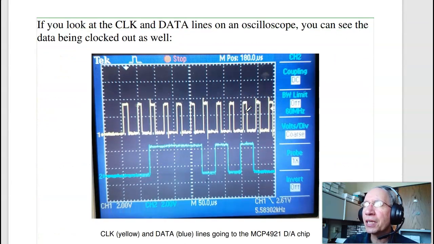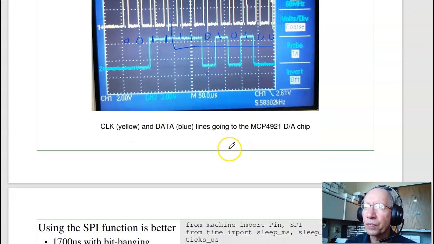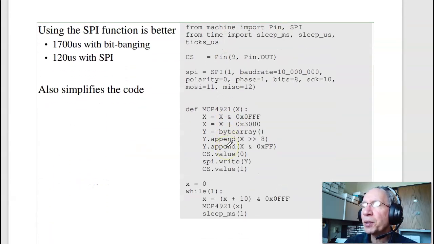If we look at the clock line and the data line, here's the data being clocked in. That's the clock line. Here's my data. In this case, the data was 0, 0, 1, 1, that's binary 3, then 1, 1, 0, 1, 0, 1, 0, 0. This is the voltage that I want to output. So that's using bit banging.